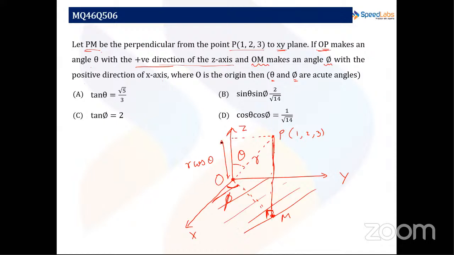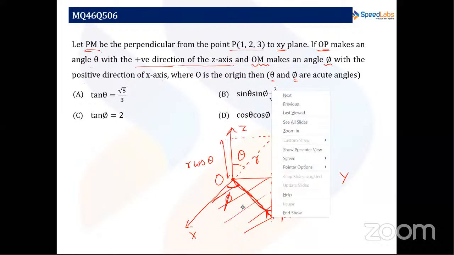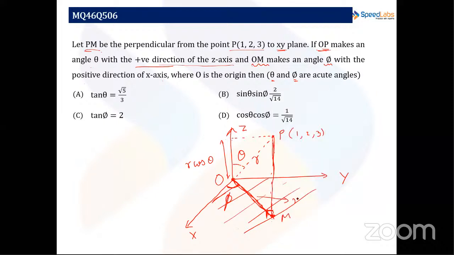See, this was our component r cos theta. So this will be the component. This component was along z-axis, and this component OM is perpendicular to the z-axis. That is, it is lying in an xy plane. So this component will be r sin theta. And for r sin theta, the component along x-axis will be r sin theta cos phi.